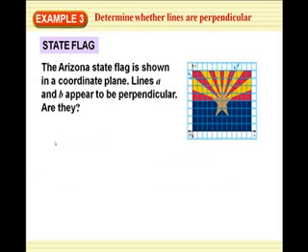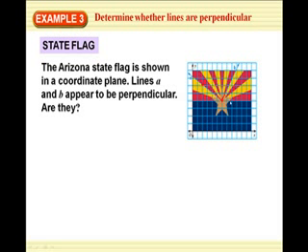Okay, the Arizona state flag is shown in a coordinate plane. Lines A and B appear to be perpendicular. Are they? Where in the heck are those lines? A and B. Can't see it very well right there. If they are, they have negative reciprocal slopes. So they meet right here. That one has a point right there.